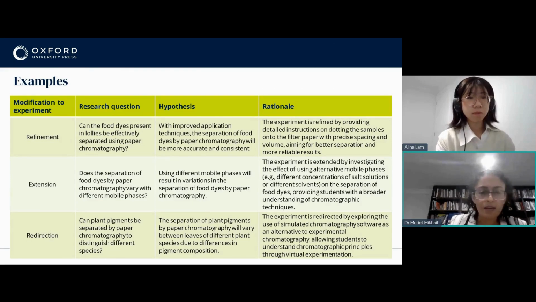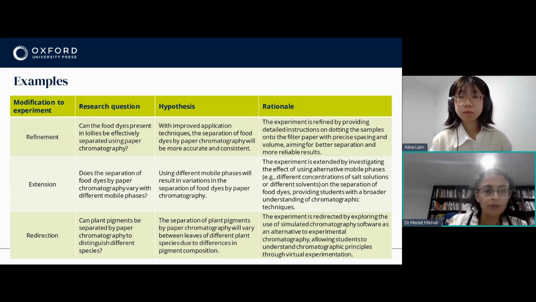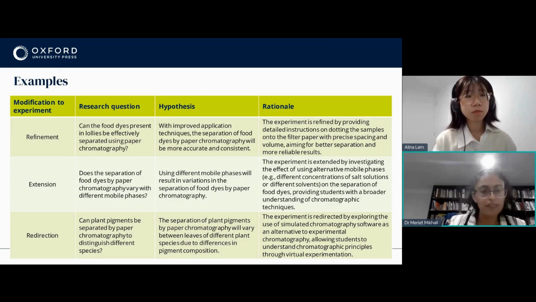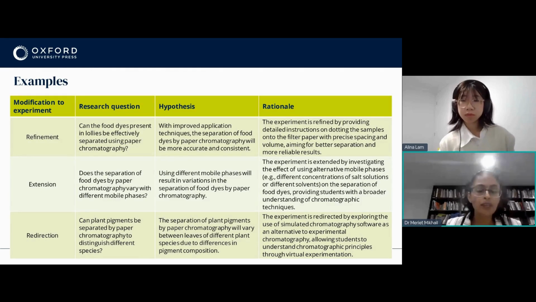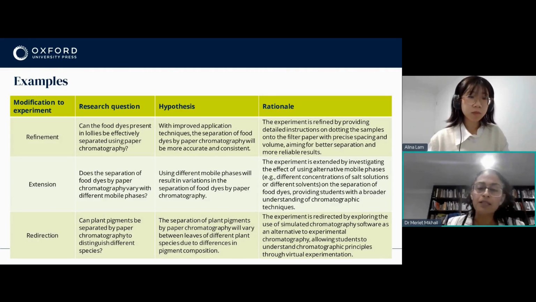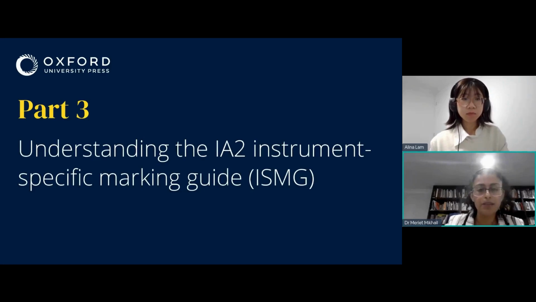So ones that I've come up with for this experiment, for example, in terms of refinement, the research question could be, can the food dyes present in lollies be effectively separated using paper chromatography? In terms of an extension, we can look at, does this separation of food dyes by paper chromatography vary with different mobile phases? And finally, in terms of redirection, you can look at plant pigments. Can they be separated by paper chromatography to distinguish different species? So those are the ones that I came up with just in preparation for that.